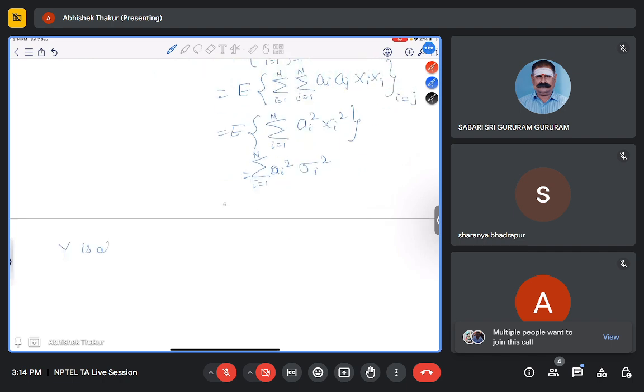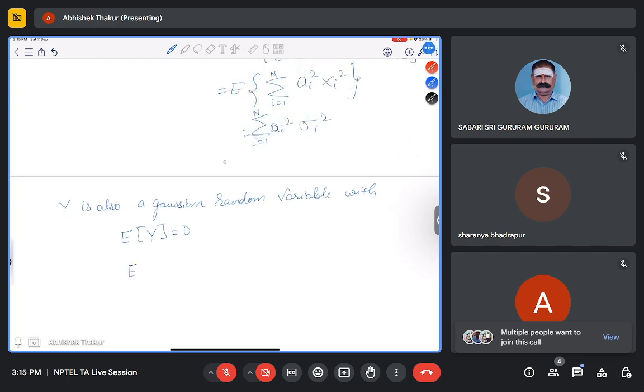So y is also a Gaussian random variable, with expectation of y equal to 0 and variance of y. Variance can be given as y minus mean, whole square. So now the mean is 0.